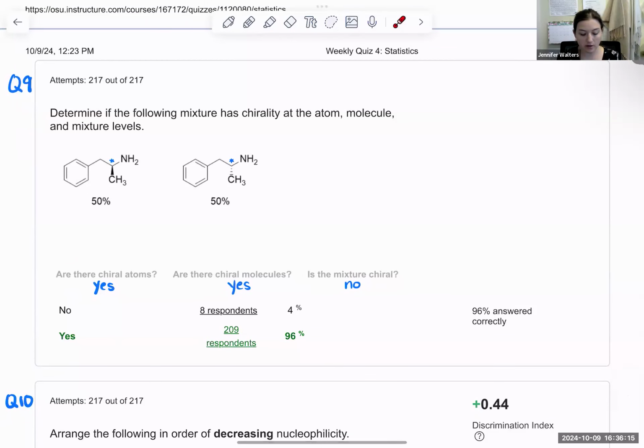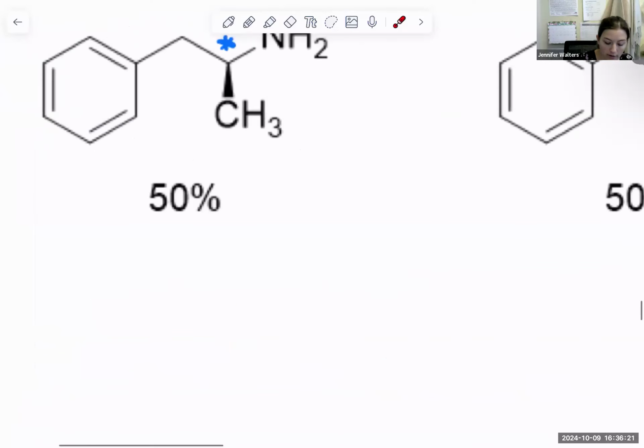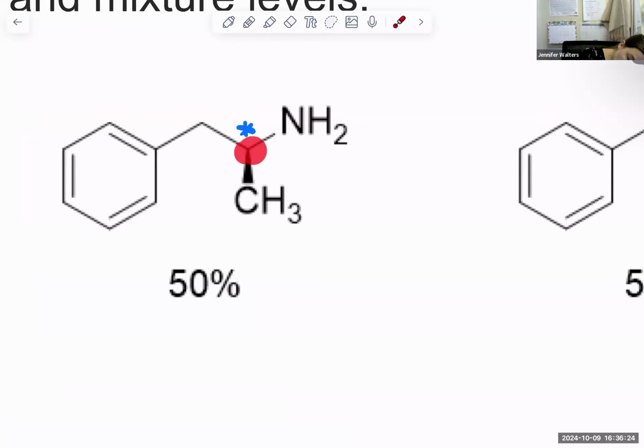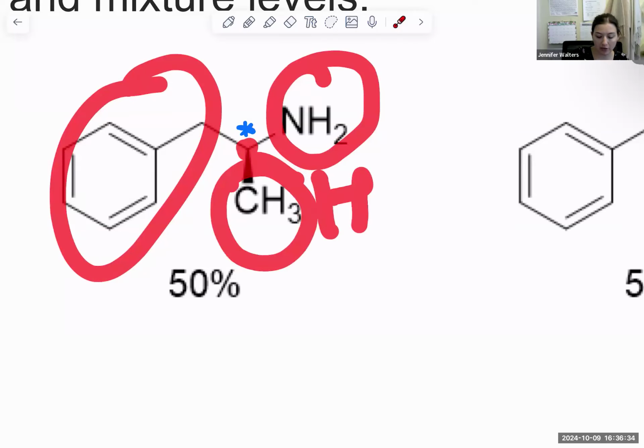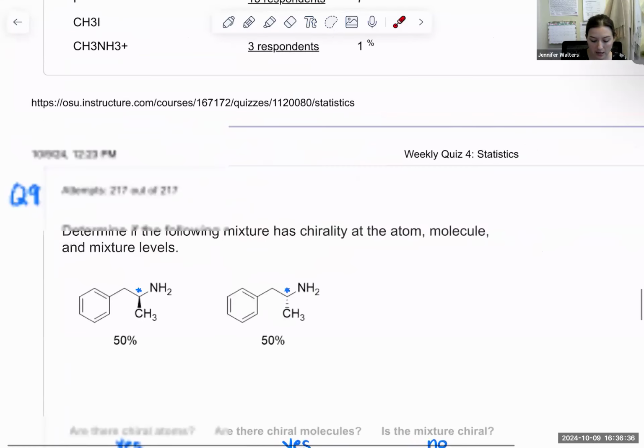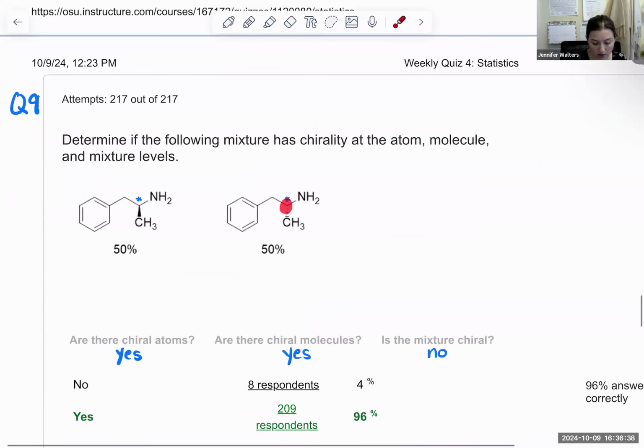Question 9, determine whether the following mixture has chirality at the atom, molecule, and mixture levels. All right, so when I look at this, there is going to be a chiral atom. A chiral atom has 4 different groups attached to it. So I see there is the left side of the molecule, the amine, the hydrogen, and the methyl. Those are 4 different things. And I see the same thing there. So yes, there are chiral atoms. Yes, there are chiral molecules. There's only one chiral atom, so if there's only one chiral atom, you are a chiral molecule.